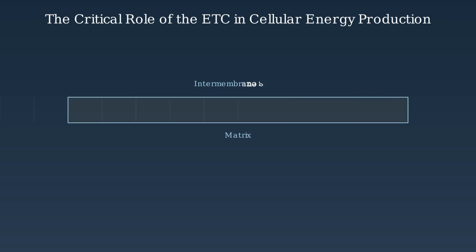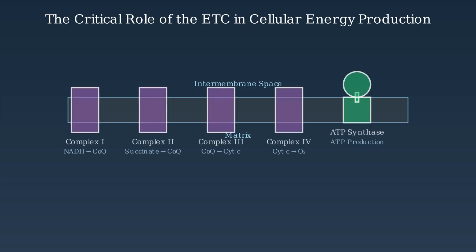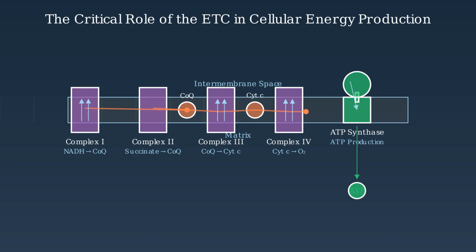The electron transport chain is fundamental to cellular energy production, generating most of the ATP in aerobic organisms. Through its coordinated series of redox reactions across the inner mitochondrial membrane, the ETC creates the energy needed for life. The ETC consists of four major protein complexes and ATP synthase, along with mobile electron carriers like coenzyme Q and cytochrome C. Electrons flow through the complexes, transferring energy that pumps protons across the membrane, creating a gradient. This proton gradient powers ATP synthase, which produces ATP, the energy currency of the cell.